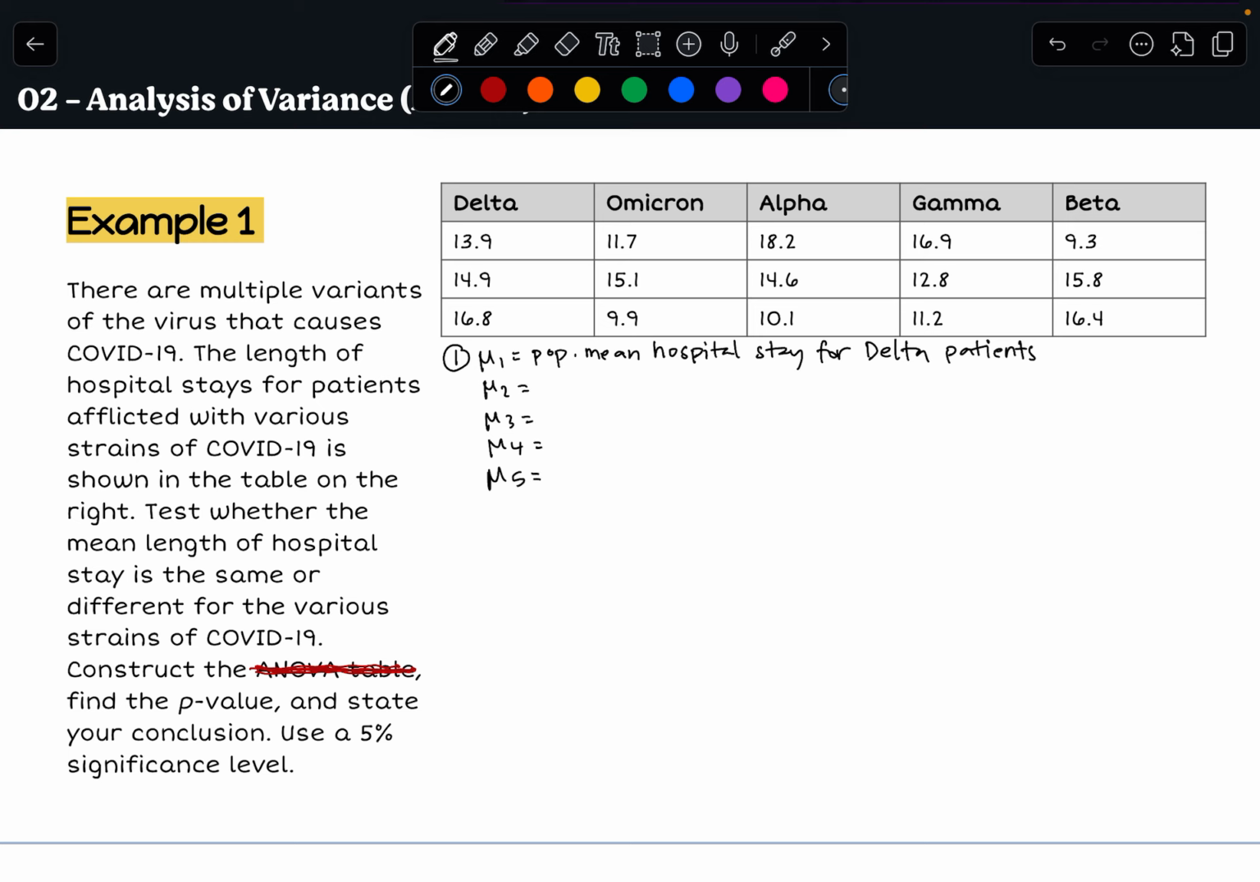And the only thing that's different is the variant. So I'm going to make these little quotations here, because this is the same statement over and over again, mean hospital stay. The only thing that's changing is which patient we're looking at. So the second group is Omicron. Third group is Alpha. Next group is Gamma. And last group is Beta.